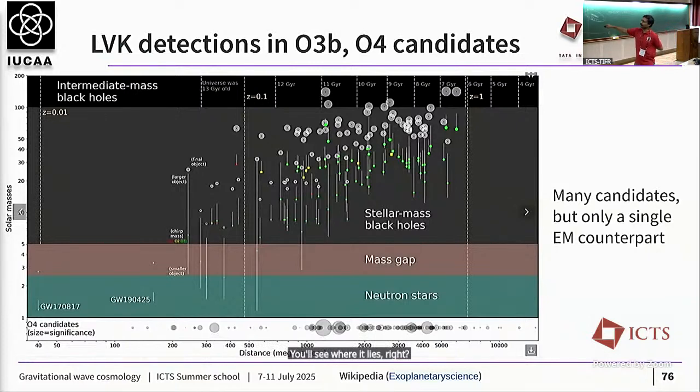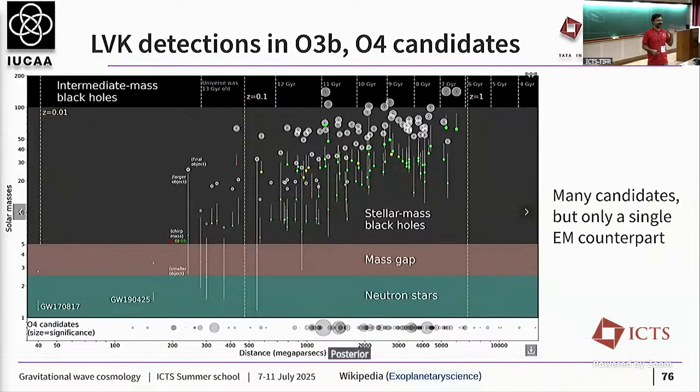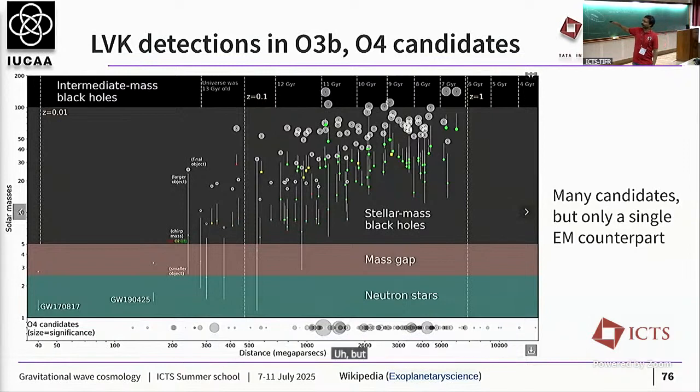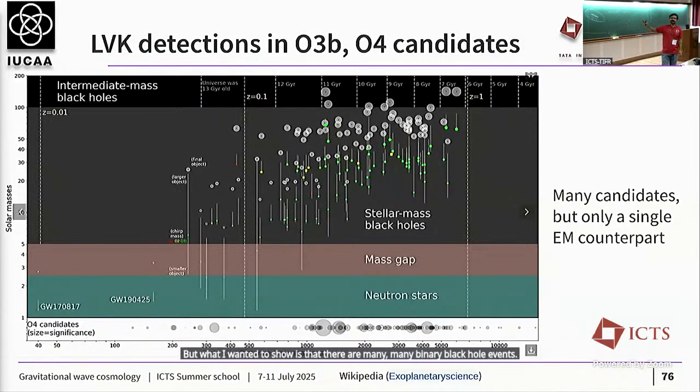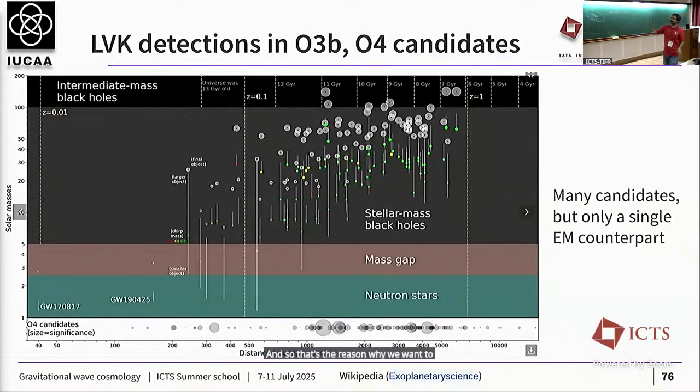I don't know, again, this was from Wikipedia, so I don't know how exactly they made it, whether they actually took the posterior of the event or the maximum of the posterior of the event. What exactly is done, I'm not sure. But what I wanted to show is that there are many, many binary black hole events compared to the events in which neutron stars are involved. And so that's the reason why we want to work with these kind of events as well.